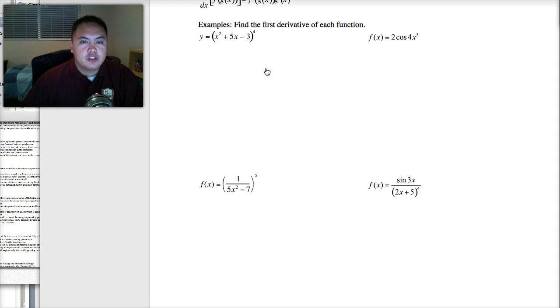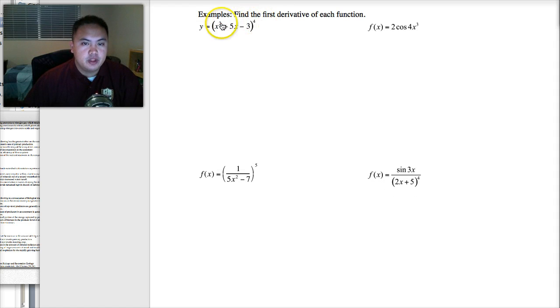Okay. So if I scroll down to the first example, here is a function. x squared plus 5x minus 3 is a function. It's actually nested inside of another function, this parentheses raised to the fourth power. So there are two functions here, one on the inside and one on the outside. If I follow the tenets of the chain rule, what I'm going to do is first take the derivative of the outside.